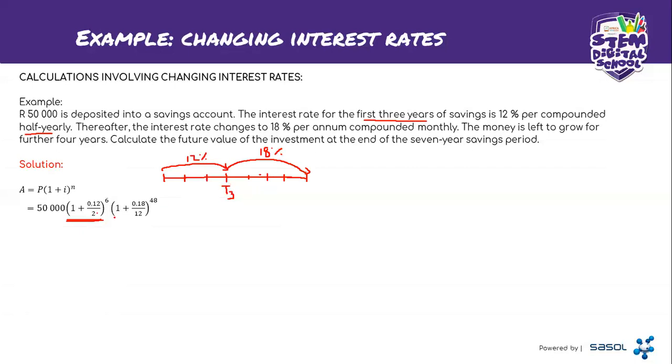So now we're going to have to include the second bracket. You can see from the second bracket that we have used the second interest rate, which is 18%, and then we divide with 100, which gives us 0.18. But now this interest rate is compounded monthly, and we said monthly is 12. Hence we divide with 12, and then 12 times the remaining years, which is 4 years. Then 12 times 4 gives us 48.